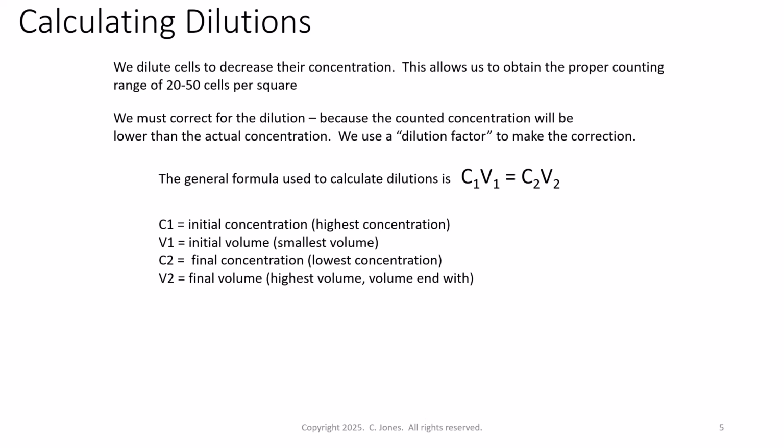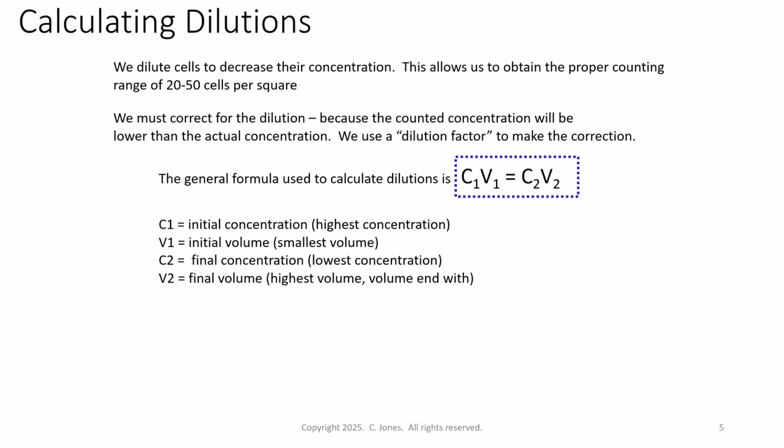So the general formula that we use to calculate dilutions, you guys are all familiar with this. It's C1V1 equals C2V2, right? If you haven't seen this before, but you've had chemistry, you saw this as M1V1 equals M2V2. That's for a specific case of molarity. This is the general case for any concentration. So again, C1 is the initial concentration, the highest concentration. This would be the undiluted cell suspension. V1 is the initial volume, that is the smallest volume. This would be the volume of suspended cells that you need to dilute.